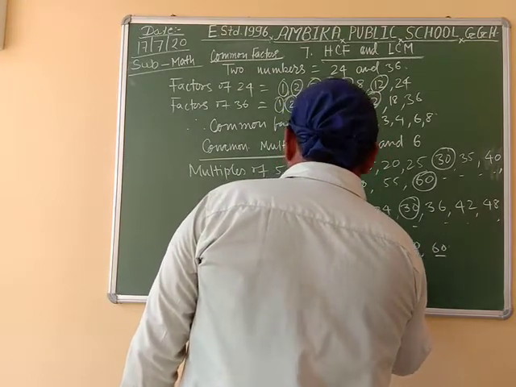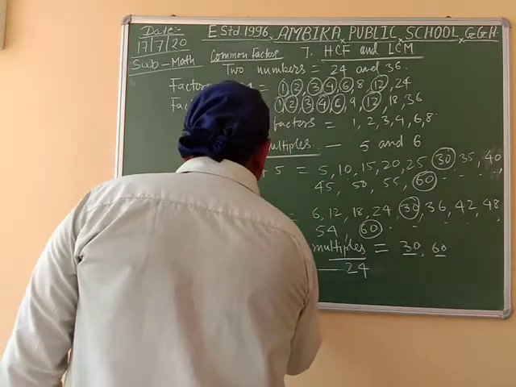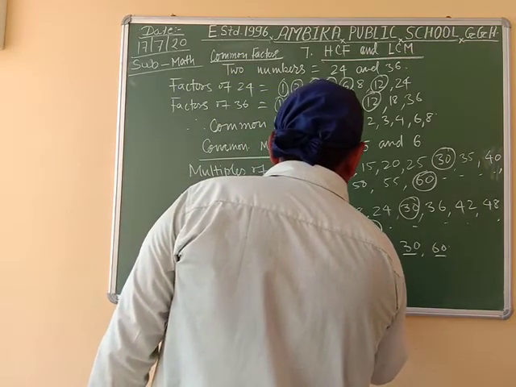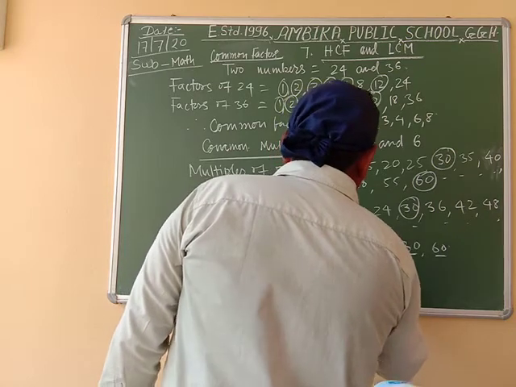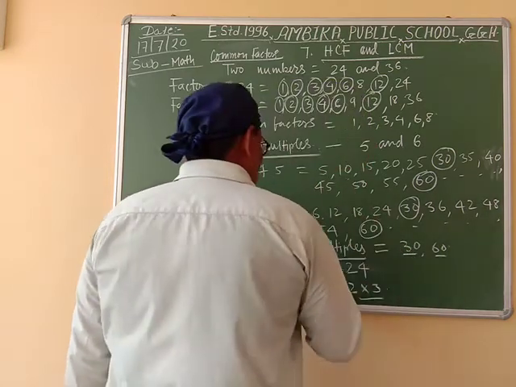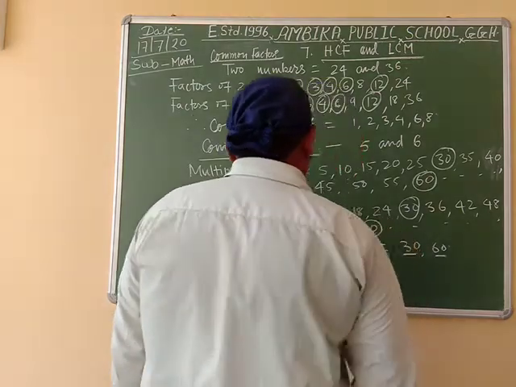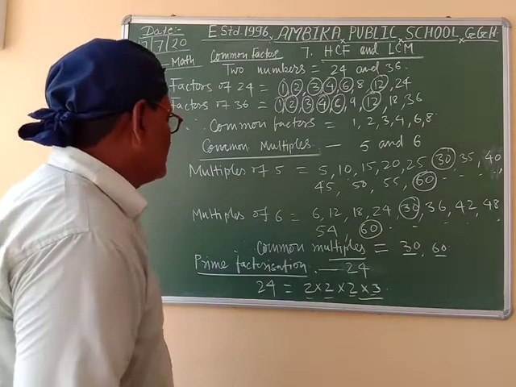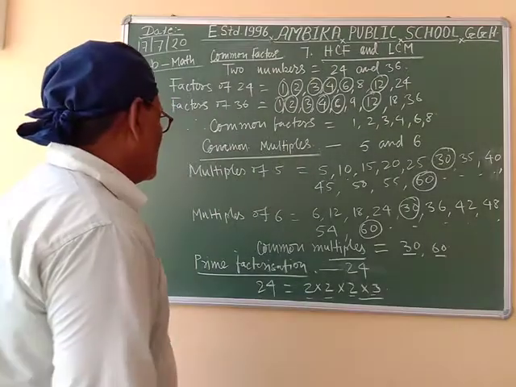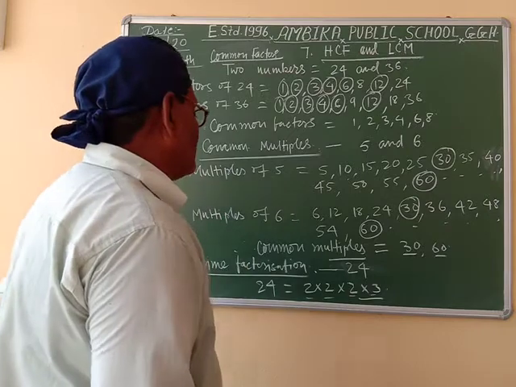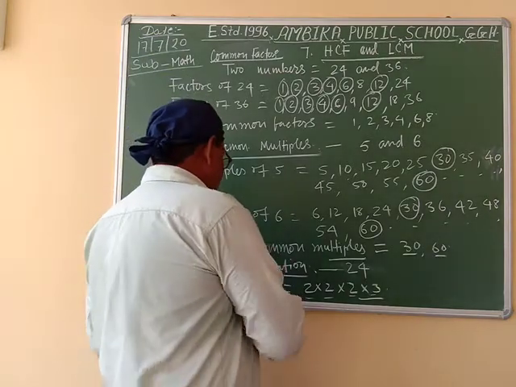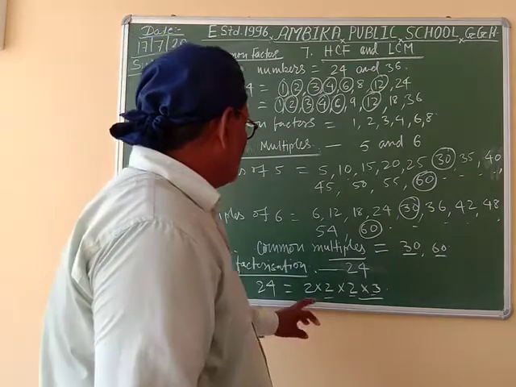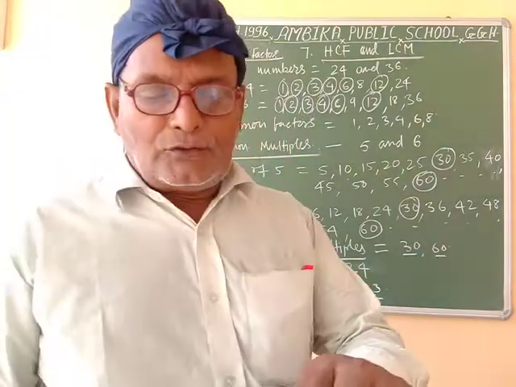We take the example of 24. 24 is equal to 2 into 2 into 2 into 3. If you multiply all the numbers, then we get 24. So the prime factorization of 24 is breaking it into small prime factors. Here 24 is equal to 2 into 2 into 2 into 3. 2 दूनी 4, दूनी 8, 3 24.